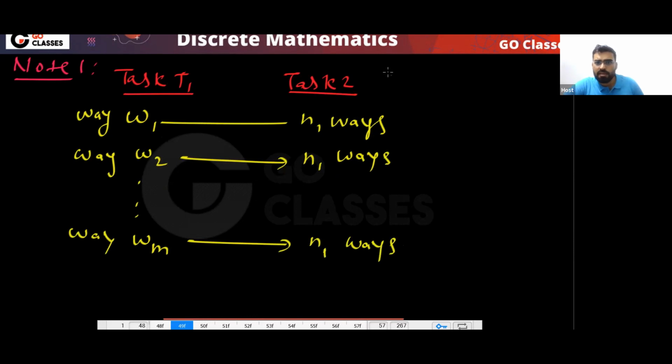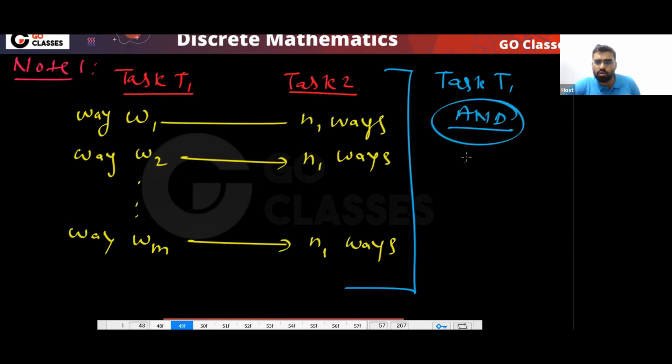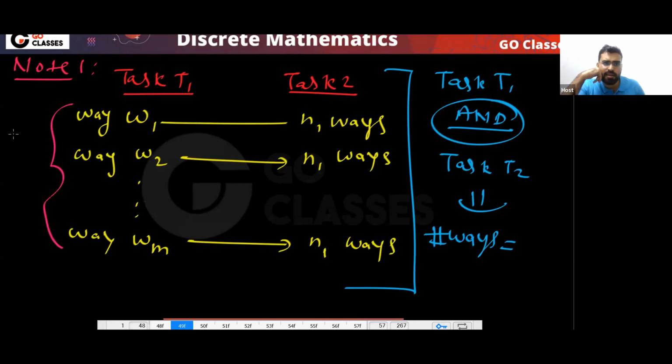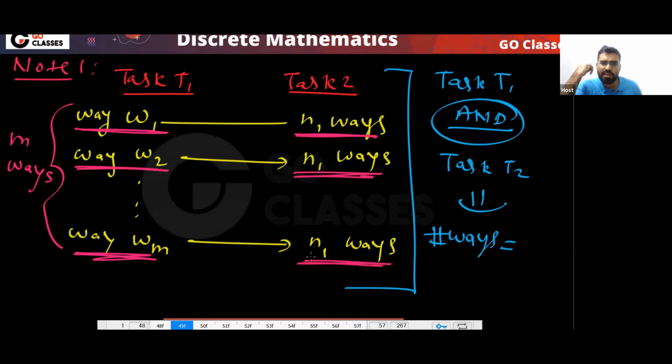Now tell me, I want to do task T1 and I want to do task T2. How many ways are there in total? You can notice task T1 can be done in M ways. For every way you have N1 ways. So finally the answer will be M into N1 ways.